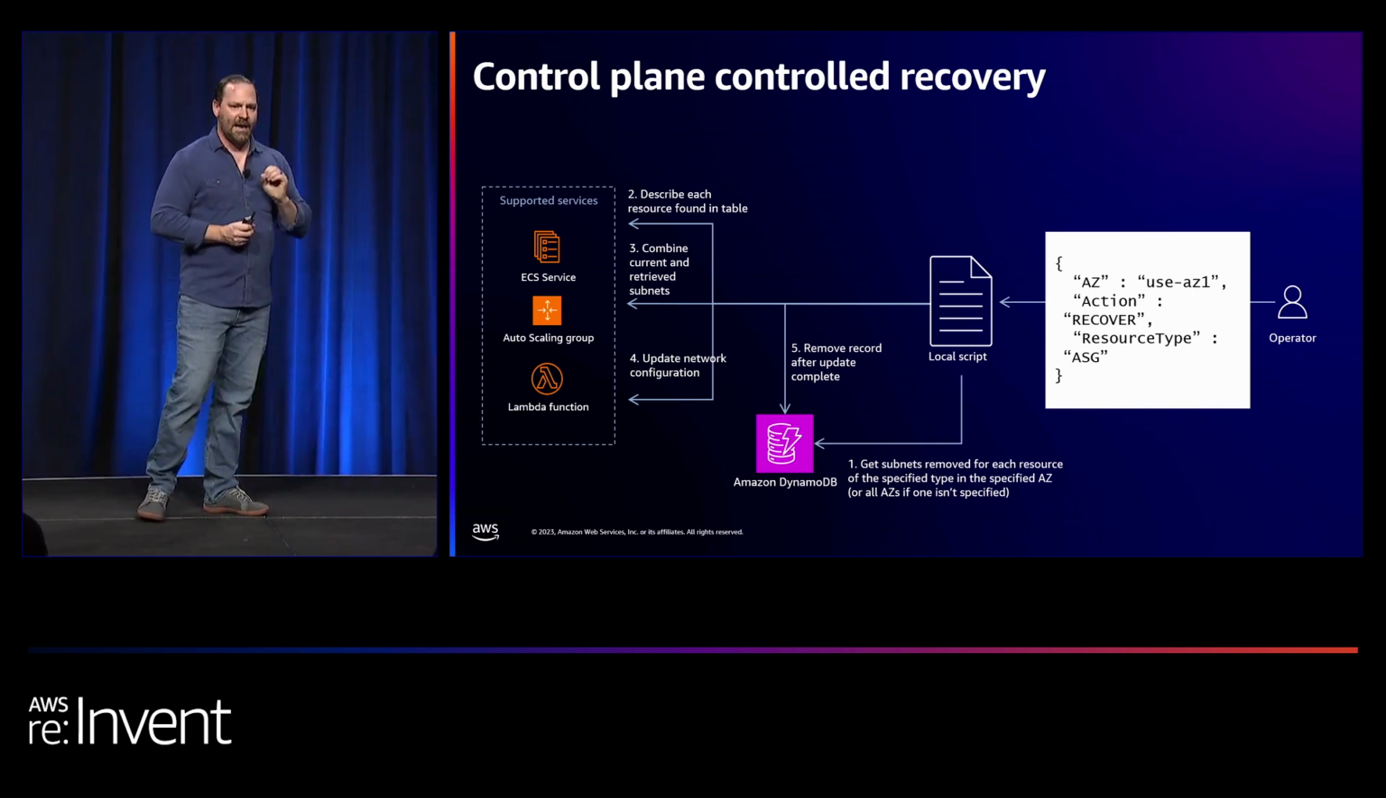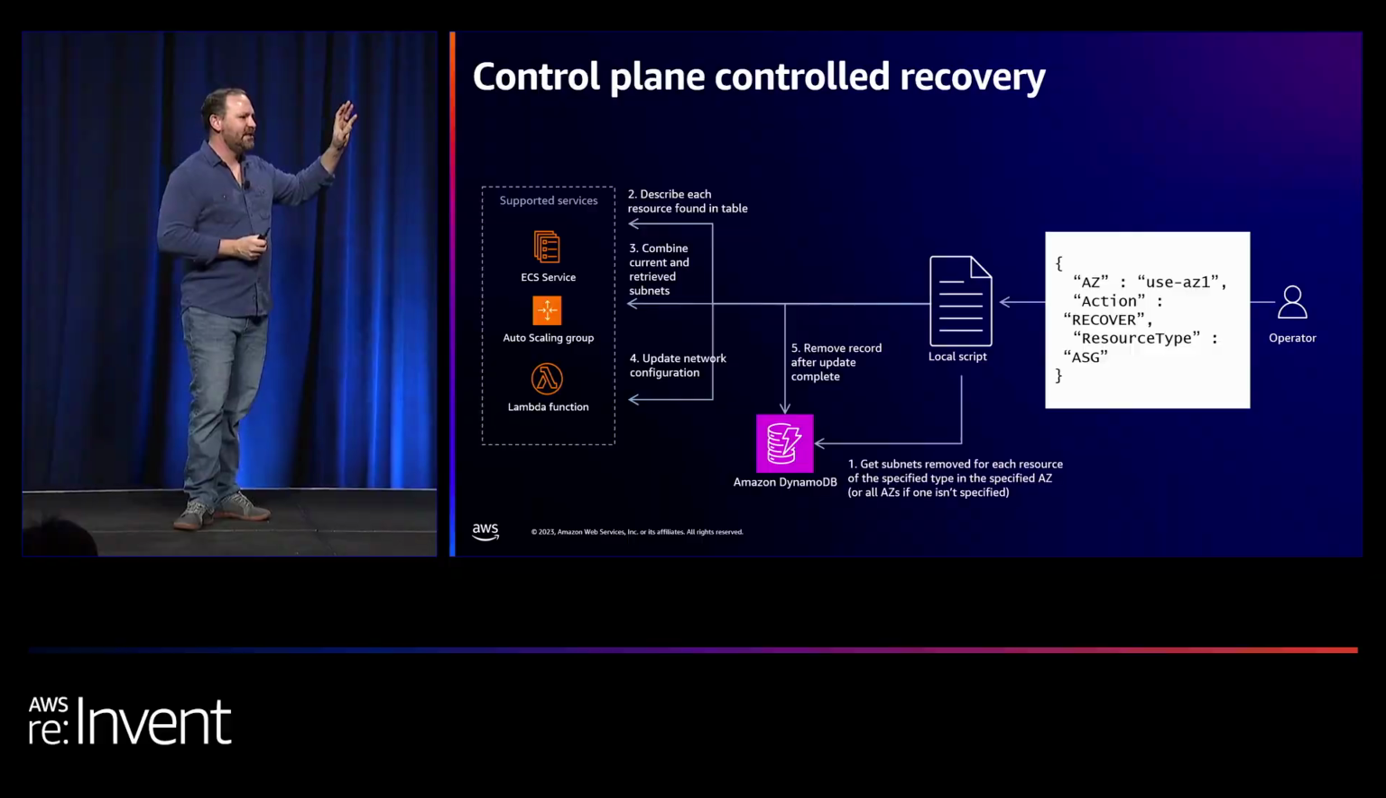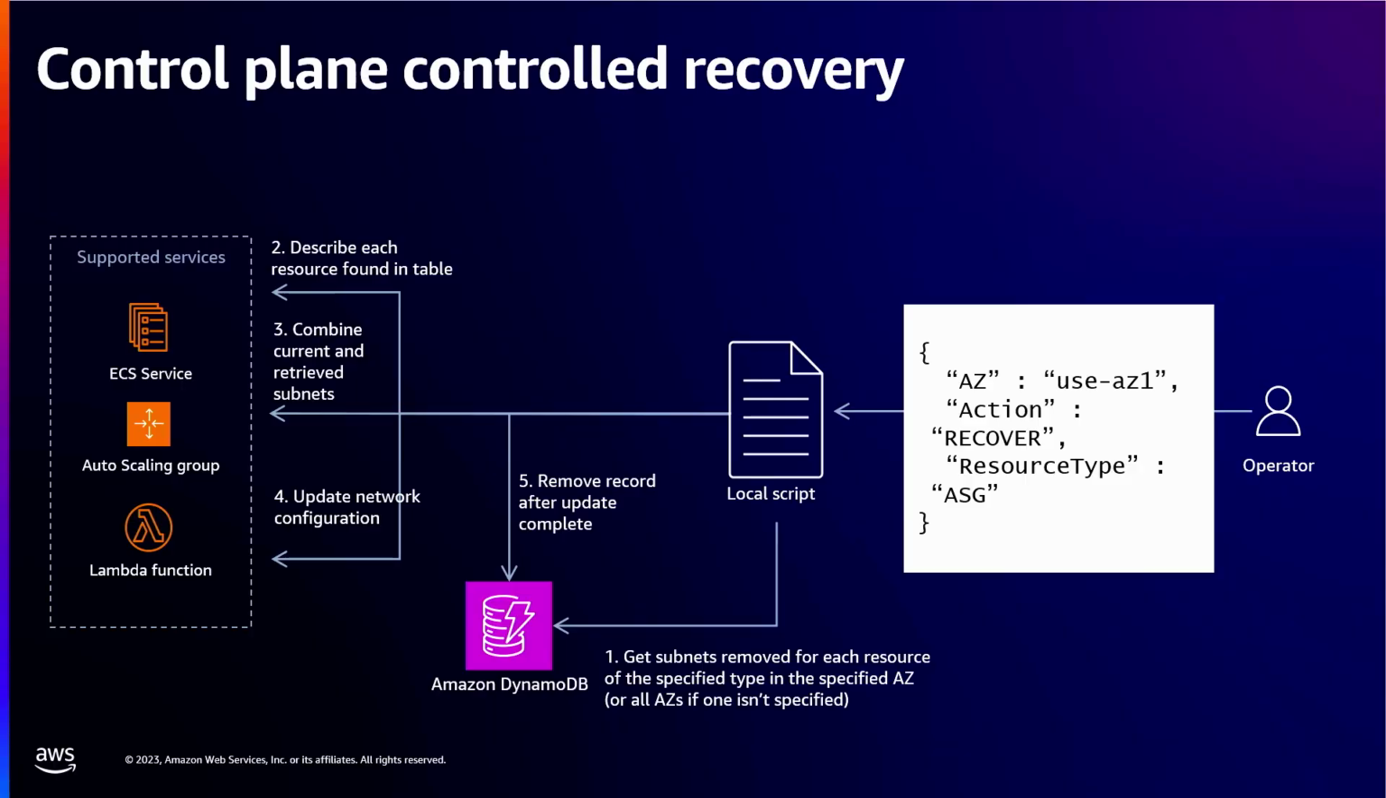This is an idempotent action, which means that as many times as you run this, you'll always end up with the same result. So even if your script fails halfway through and you forget to delete the records from the table, if you run it again, it'll only ever add back the maximum subnets that were configured before, right? And if the subnet already exists in its network configuration, nothing to change.